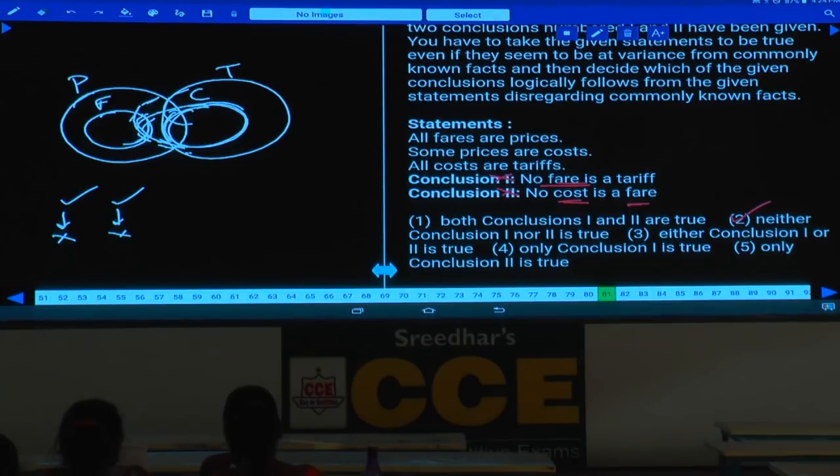And again if you observe here, all the three statements are affirmative and these two are negative conclusions. A negative conclusion cannot be drawn from the affirmative, hence these conclusions were false.